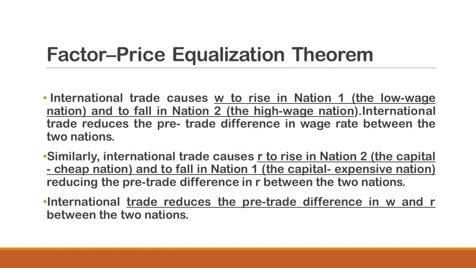And similarly, in the case of nation 2, we know that nation 2 is a capital cheap nation. It is a capital abundant nation, and in nation 2, the price of capital, that is interest rate, increases, and nation 1 is the capital expensive nation. In nation 1, price of capital falls, and the pre-trade differences in rate of interest between these two nations are equalized. So international trade reduces the pre-trade differences in W and R between the two nations.